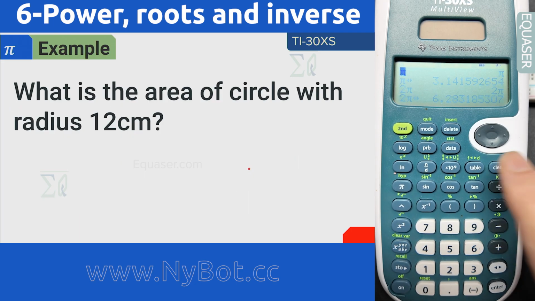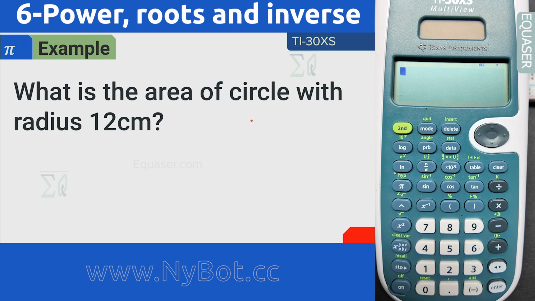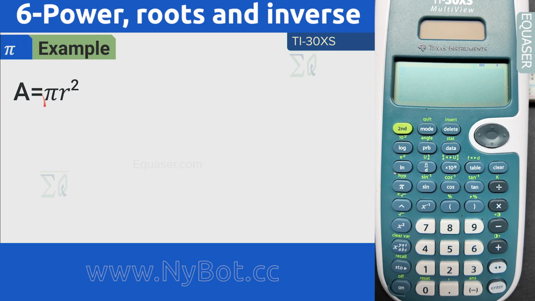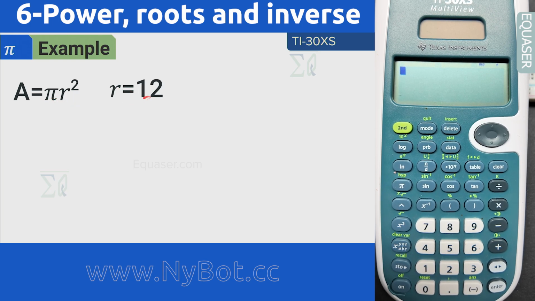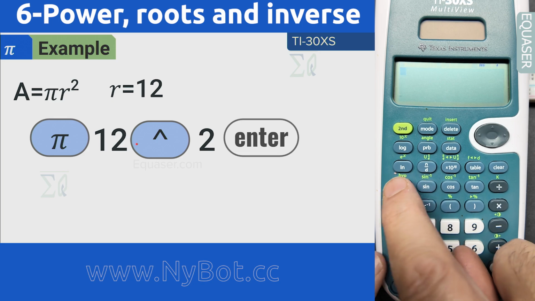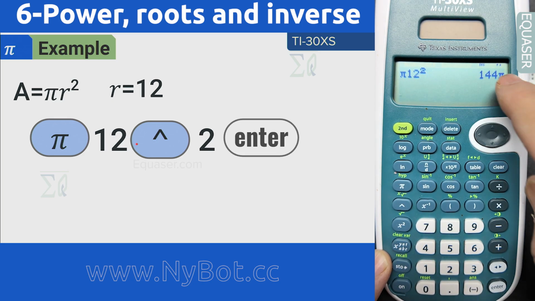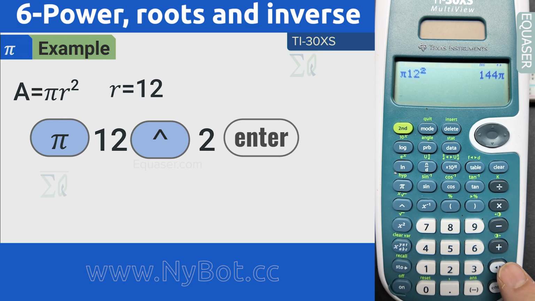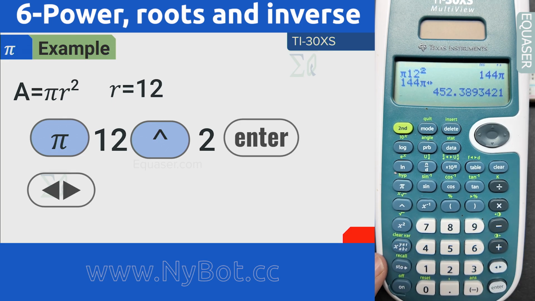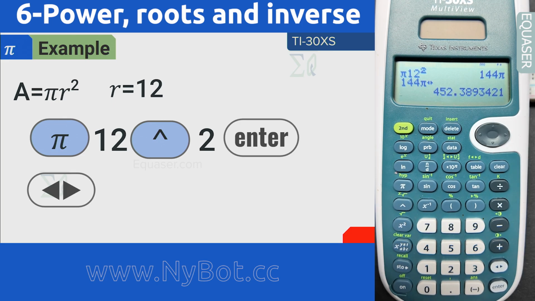Now let's have an example. It says what is the area of the circle with a radius 12 centimeter? We know the formula A, or area, is equal pi r squared. R is in this case in the question 12, so we do pi 12 squared and enter. That's the value in terms of pi. If you want to toggle it, you can get decimal value.